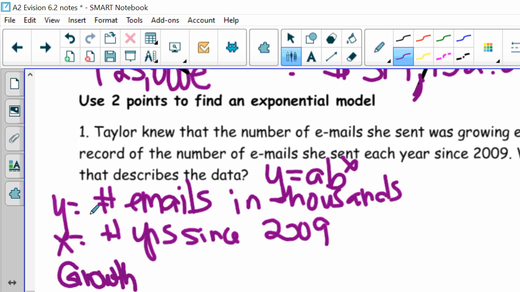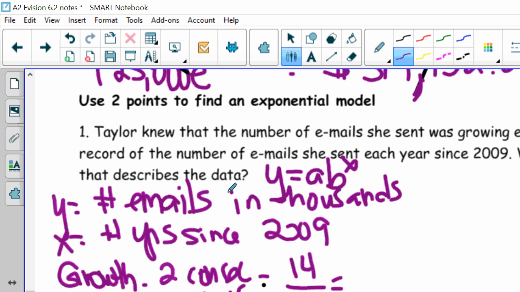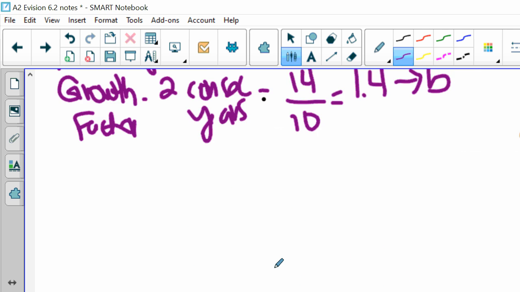We need to find the growth factor. We use consecutive years. So in 2016, she sent 1,400, but we're doing it in thousands, so I can just say 14 over 2015, 1,000, so that would just be 10. So our growth factor is 1.4. Remember, this is our b. So now we need to find out what A is going to equal.